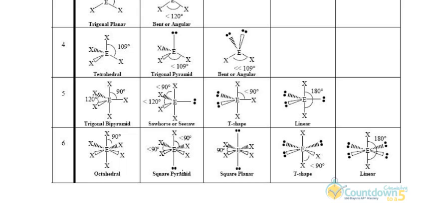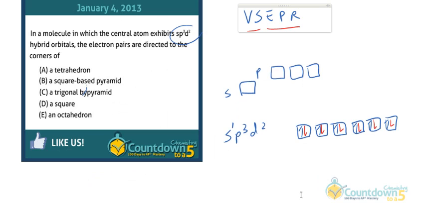Of course, if one of those were occupied by a lone pair, it'd be square pyramid, 2 lone pairs, square planar, etc. But the most basic shape, you've got something that has 6 bonding places, 6 hybrid orbitals to bond. It's going to form the shape of an octahedron. So the correct answer would be E, an octahedron.